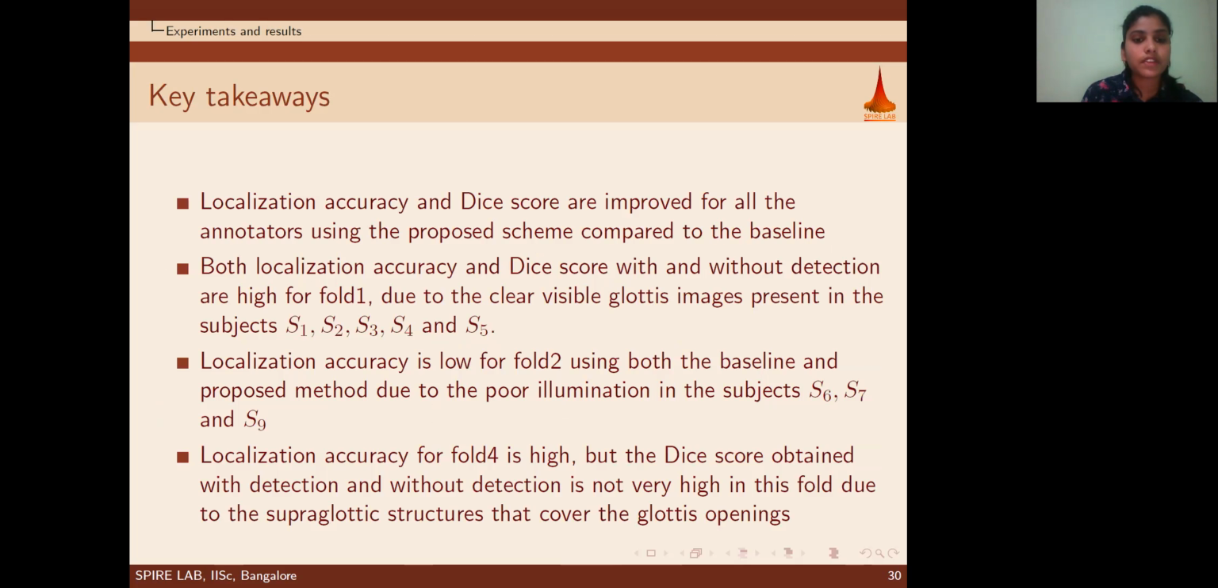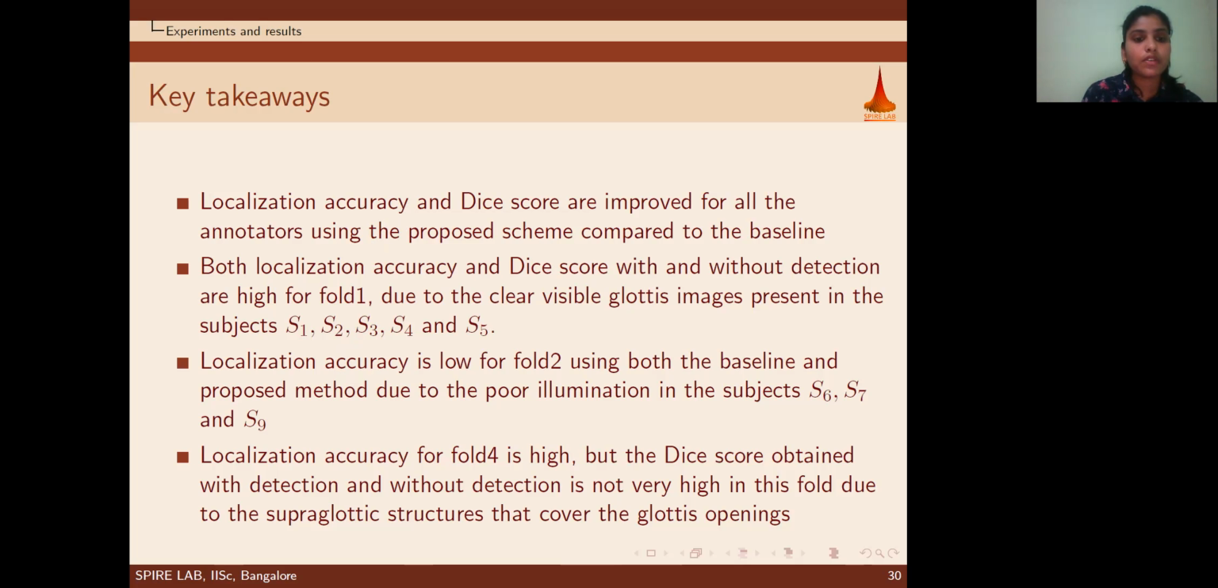These are the observations from the table. It is observed that the localization accuracy and dice score are improved for all the annotators using the proposed scheme compared to baseline. And both localization accuracy and dice score with and without detection are high for fold 1. This is due to the clearly visible glottis in the images of subjects S1, S2, S3, S4 and S5. And fold 2 has the lowest localization accuracy among all for both the tasks. This is because of poor illumination in subjects S6, S7 and S9.